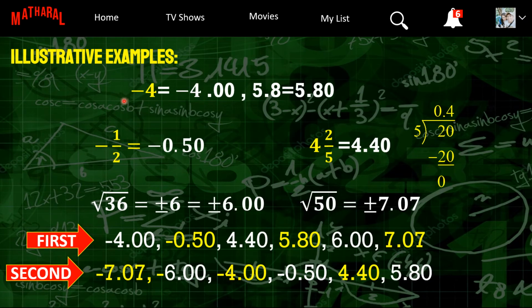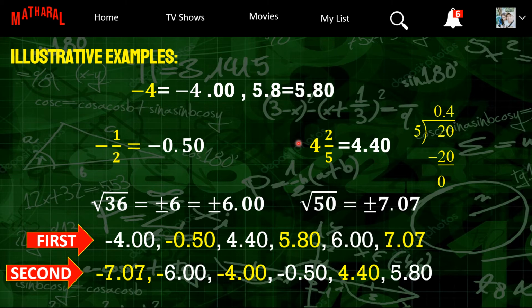So, I recopy the negative 4 and the 5.8. Rewrite it as negative 4.00 and 5.80. Ayan po. So, let's have negative 1 half. We already know that in converting fractions into decimals, you're going to divide the numerator by the denominator. But in here, you have to include the negative signs. Directly, we can say that negative 1 half is equal to negative 0.50 or negative 50 hundredths.